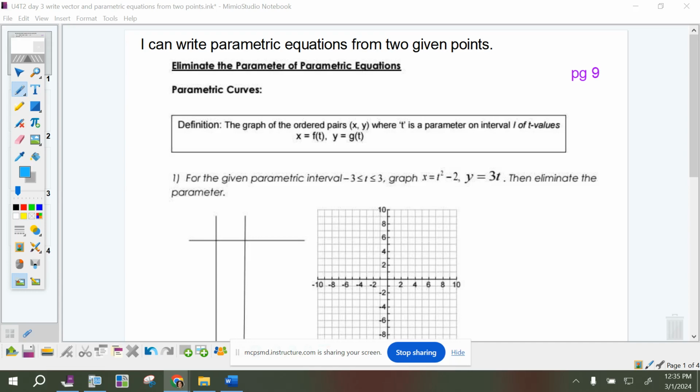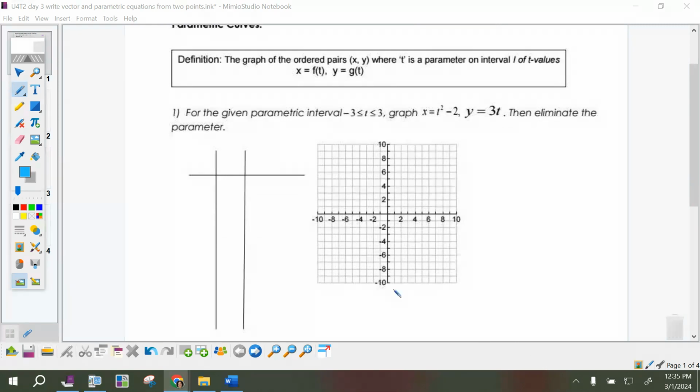For today's pre-calculus lesson, our main objective is to write parametric equations through two given points. But first, a little review with this. Number one, to make a graph, let's fill in the table. We need an input of t, and x and y are the outputs.